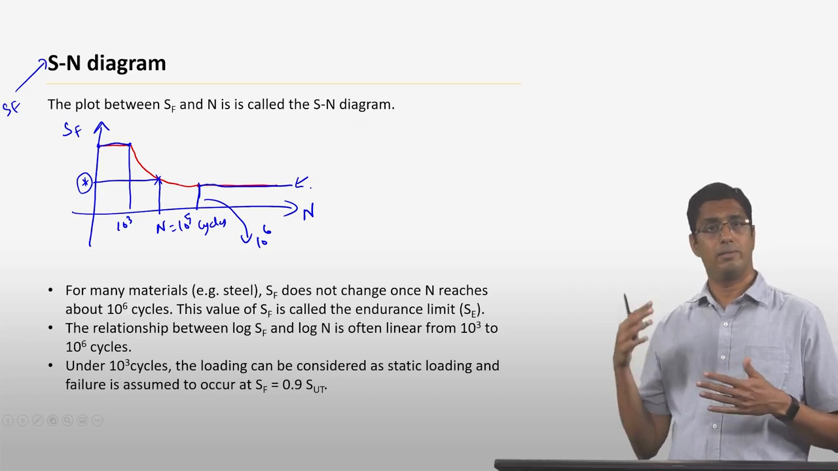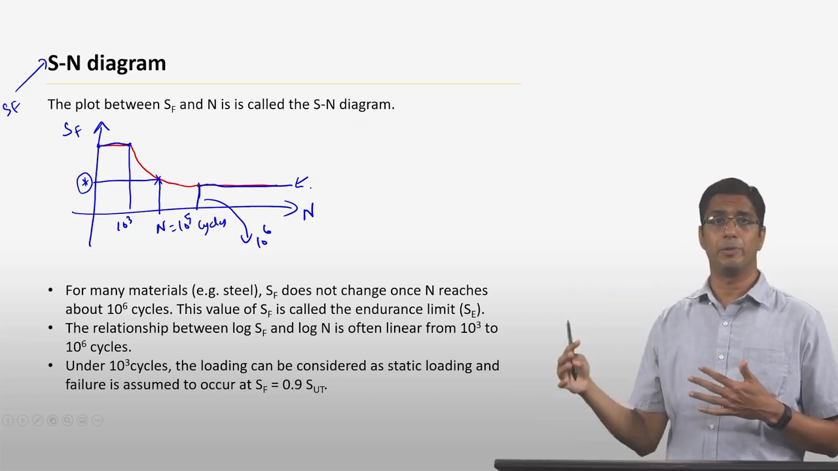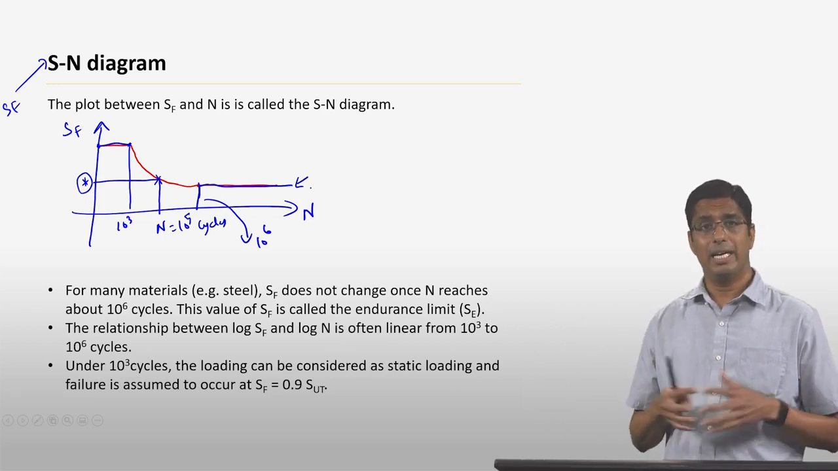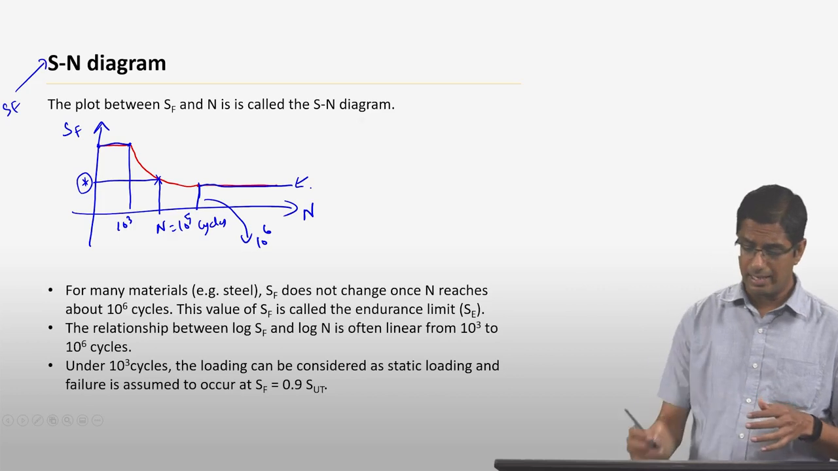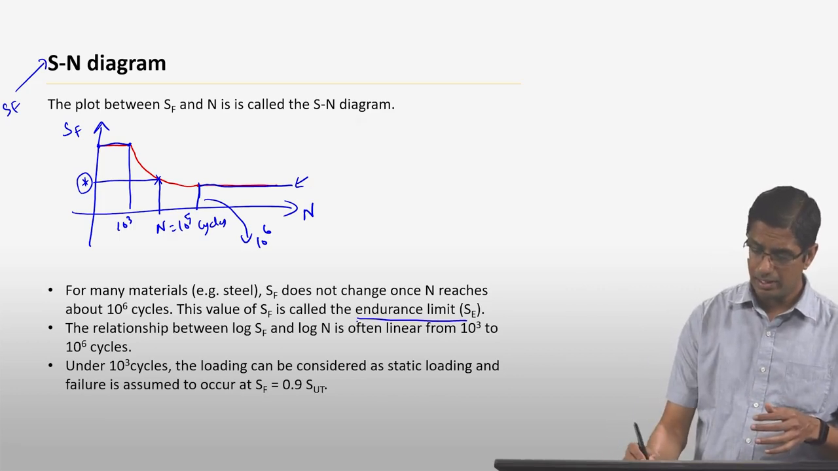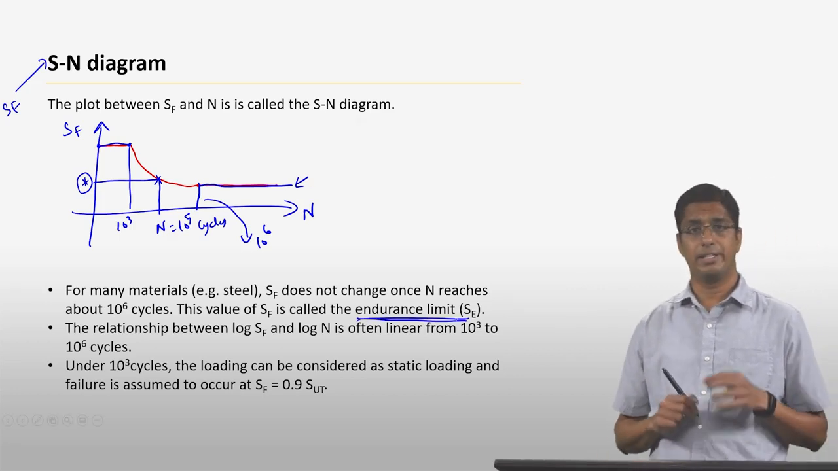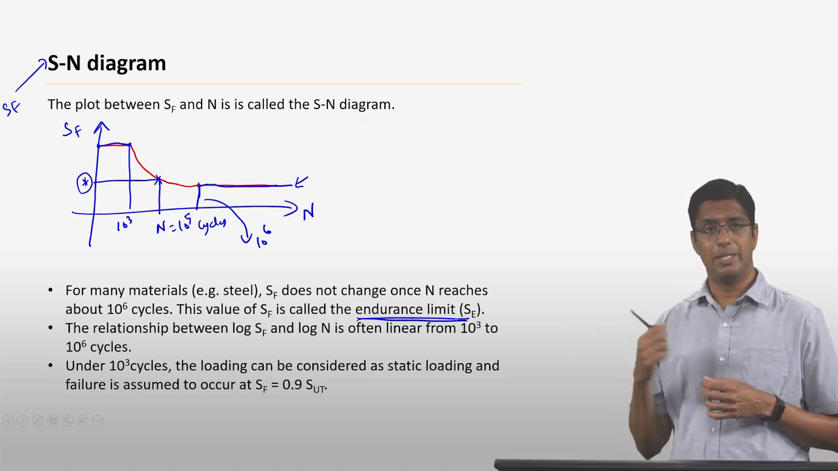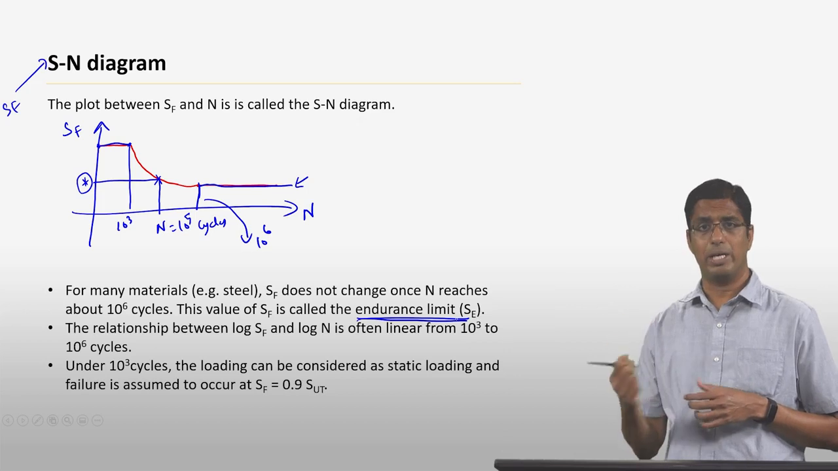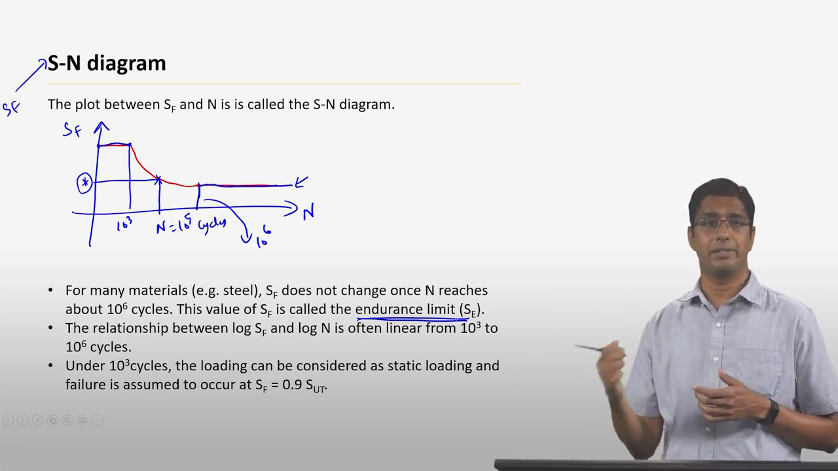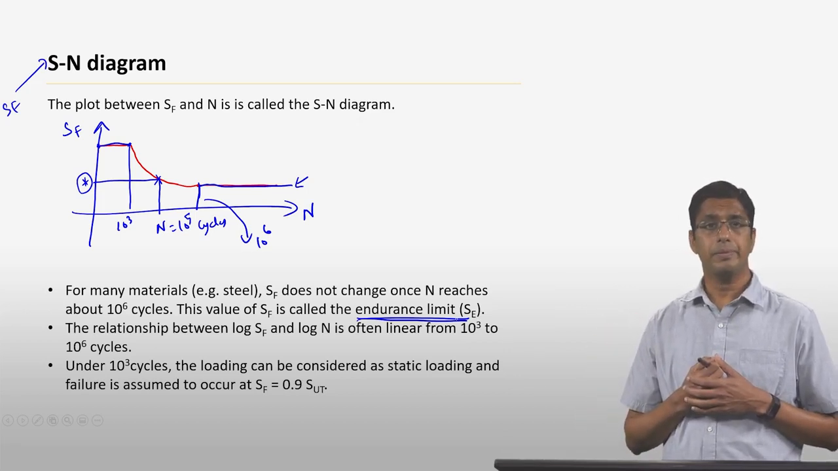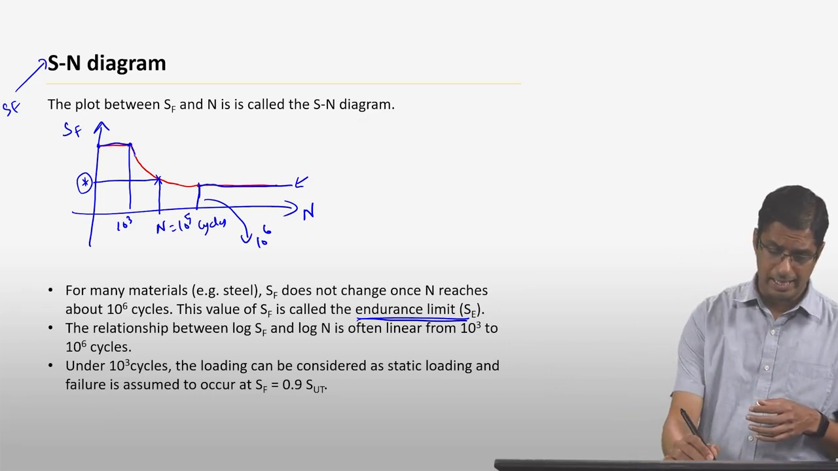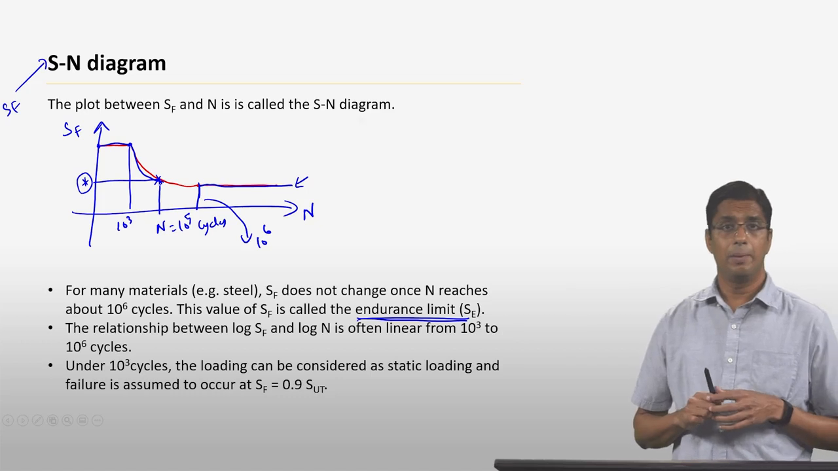For a very large number of cycles, usually more than 10^6 cycles, the value of SF is also constant. And that value is what is often called the endurance limit, and it is often denoted by the symbol SE. Similar to SY, which is for yield strength, you also have the endurance strength or endurance limit.